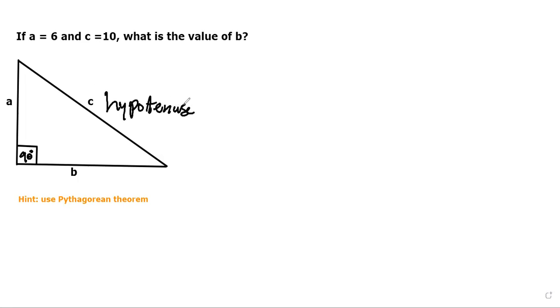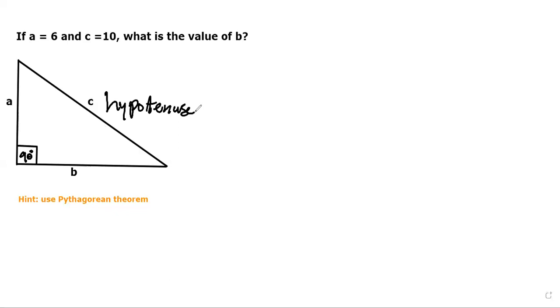It's called the hypotenuse, right? And here we're using, as the hint I gave, the Pythagorean theorem. Pythagoras was a Greek philosopher, and his name was Pythagoras. He was the one that came up with this formula, this theorem. So we're using this theorem to solve this right triangle.